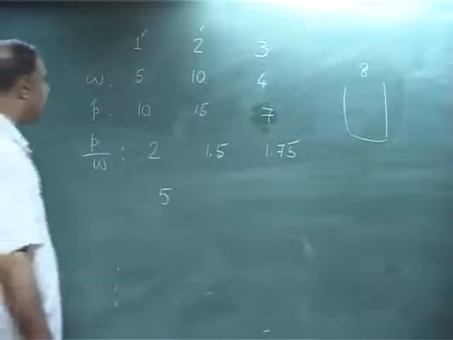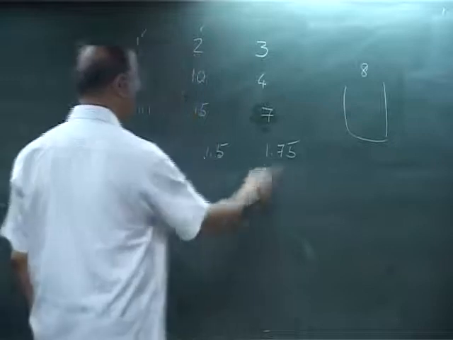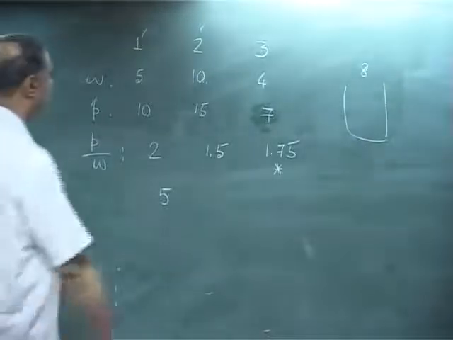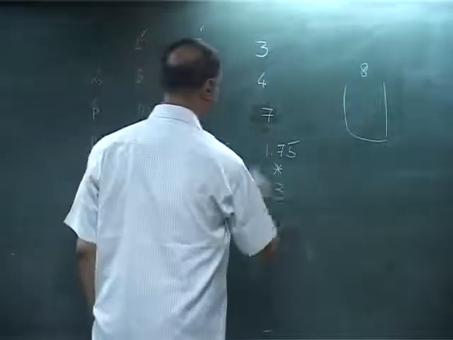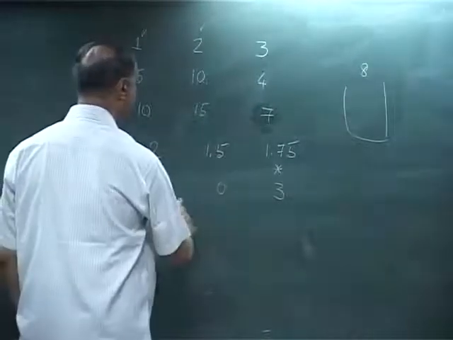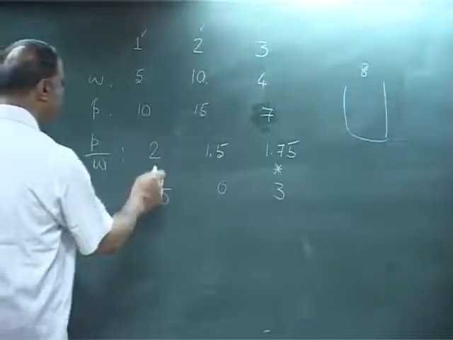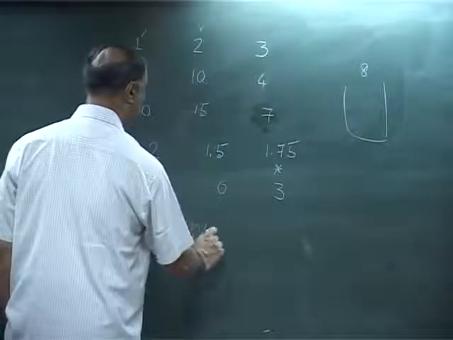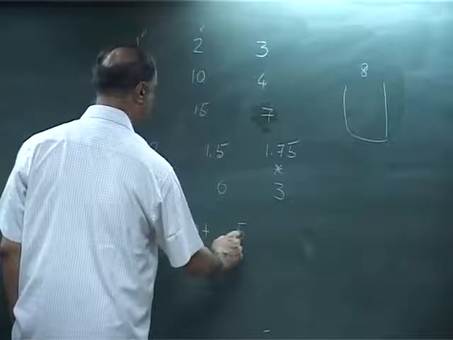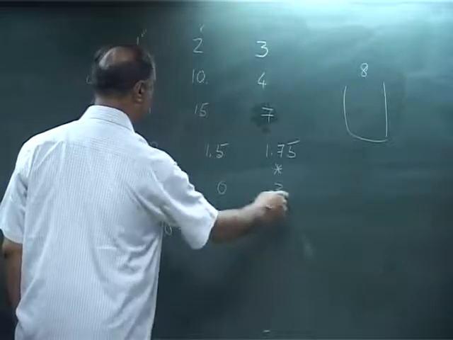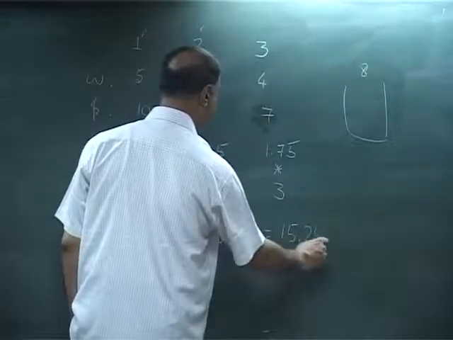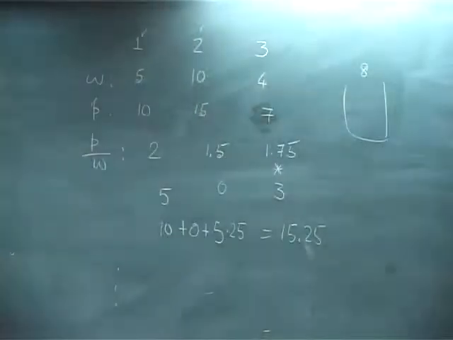Then the next item is this one, because it gives the next maximum per unit profit. So I should take 3 units directly from here, and 0 units from here, so that you get the maximum profit. If your selection is like that, then your earned profit is 10 plus 0 plus 15.25, which is the maximum profit you can earn.